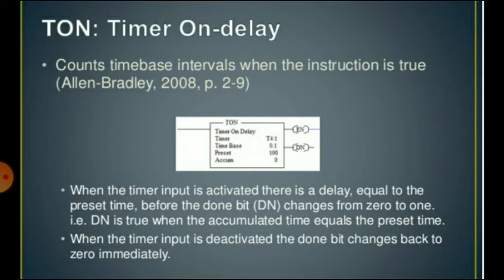So you can see at the right hand side there is an EN and DN. DN means it is an output, that is the done bit.